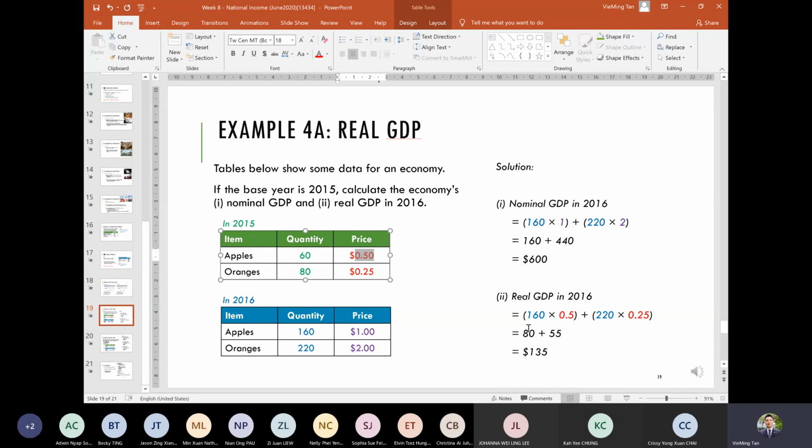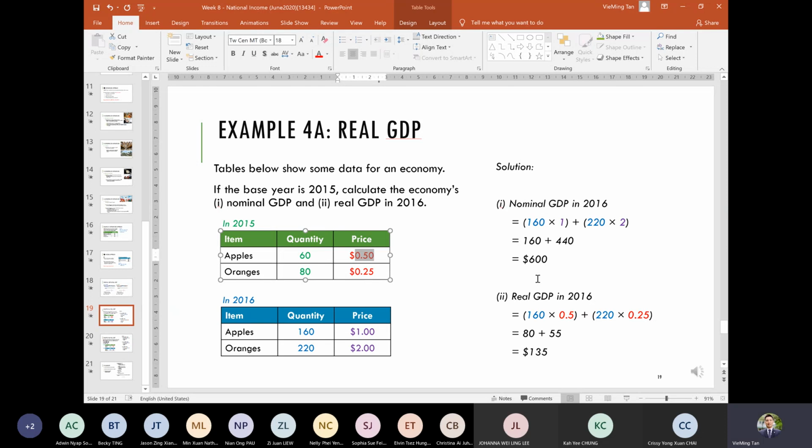Then the next step is to simplify this mathematical equation. So 160 multiplied by 0.5, I get 80. And for oranges, the GDP contribution is 220 multiplied by 0.25, so you get 55. Summing up these two numbers, I get $135. So you may find that the difference between these two values seems to be very high. It's very high, right, the number?